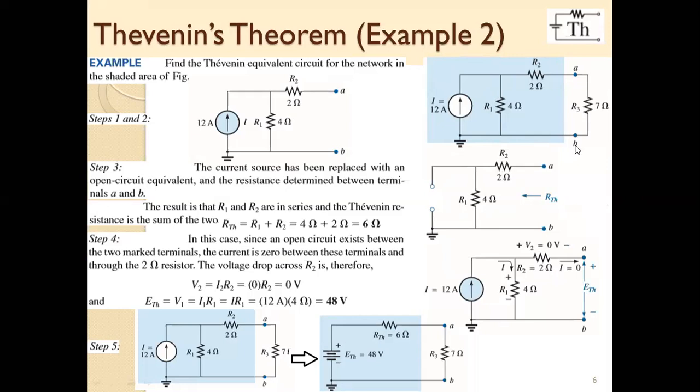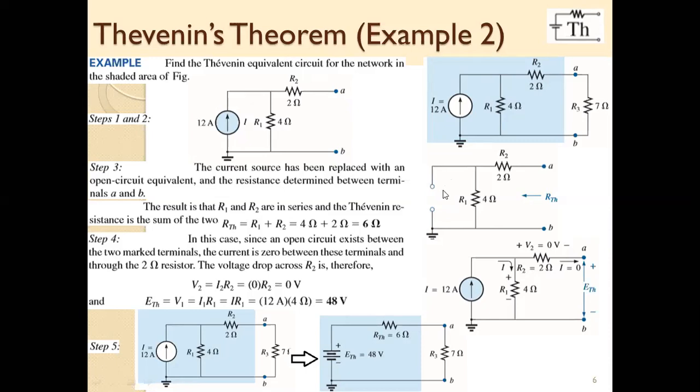So what was our first step? To remove the external part. Number two, to name the two terminals. So we removed the RL, which was the external part, and named the two terminals A and B. So two steps we did. Step number 3: calculate the resistance between A and B, such that if there is any current source, replace it by open circuit, and if there is any voltage source, replace it by short circuit. So here we have the current source, we replace it by open circuit.